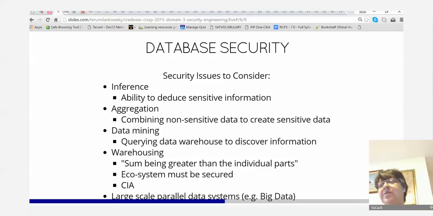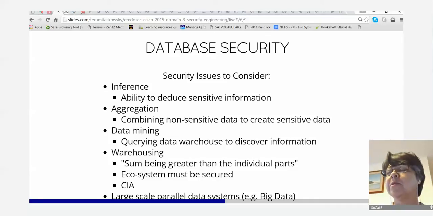Databases. Okay, so let's take a look at this. Security issues to consider for databases. Inference: the ability to deduce sensitive information. Can somebody give me an example of inference? We did this already, right? Remember? Inference. You infer. No? Nobody has an example? Well, I'm going to wait 3 seconds because we're almost at the top of the hour, to the break.